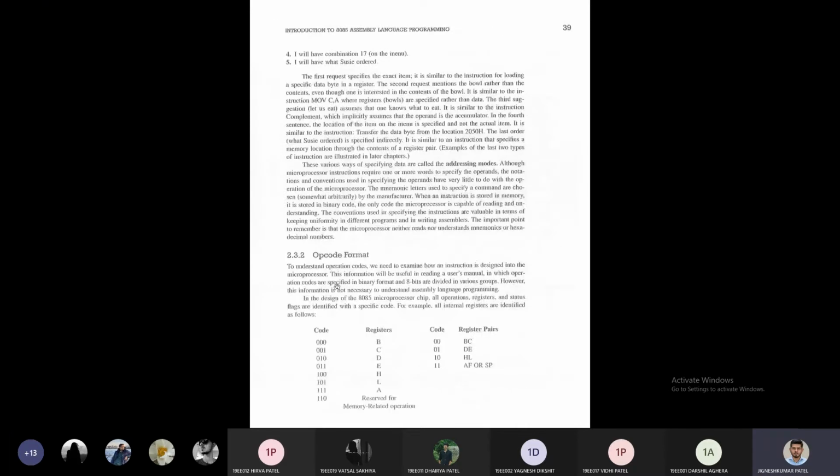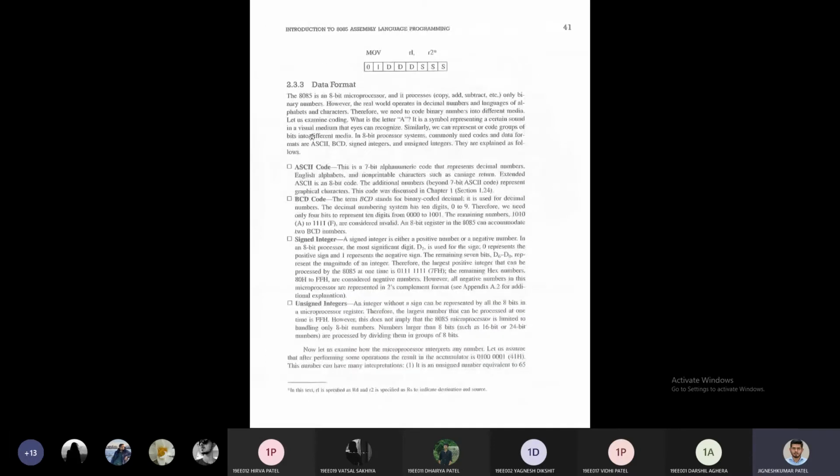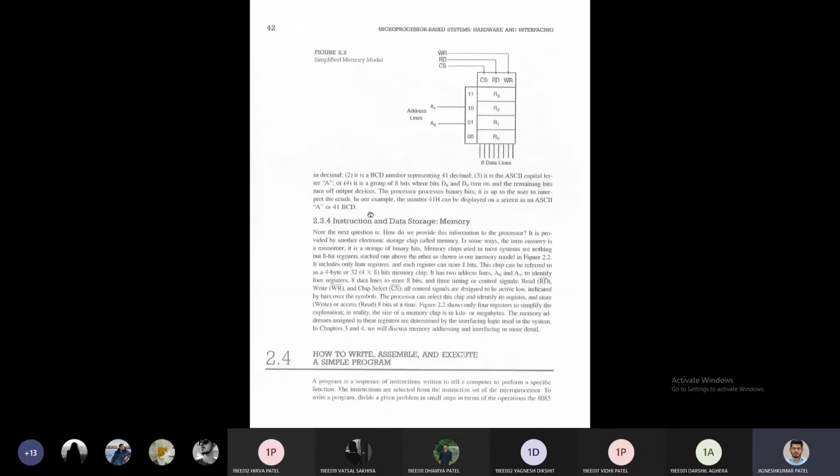Now 2.32 is not of use at all. This is how opcode has been made. Like I told you, the opcode for MOV A,B is 78 or MVI B is 06. So how does that 06 come into the picture? That story is hidden inside this theory of opcode format. But we'll not be going into this. Data format we will not be going into as well.